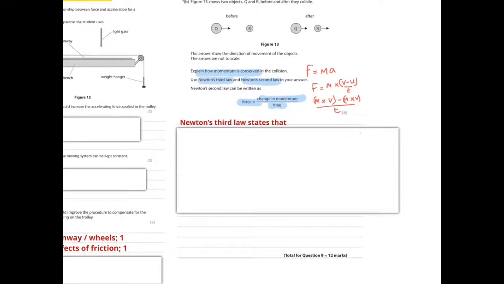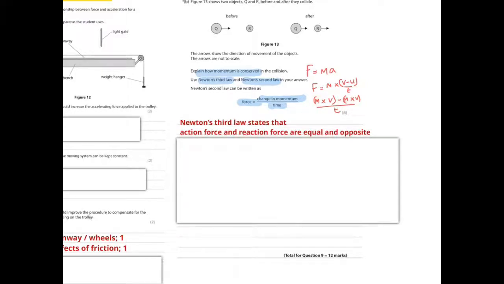So let's start off with Newton's third law. Newton's third law states that action force and reaction force are equal and opposite. So in other words, when this collides with this, they exert an equal and opposite force on each other, which is why they both move.